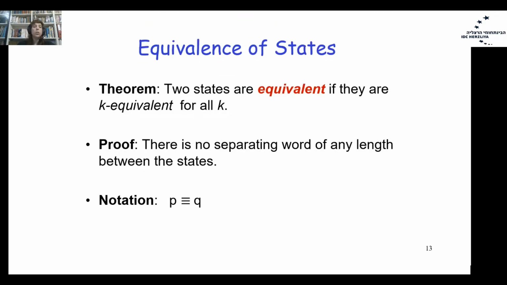Okay, let's now talk about equivalence of states in general. Two states are equivalent if they are k equivalent for all k. Proof: there is no separating word of any length between those states. And when we would like to use the equivalence notation, we just write p equivalent to q without any letter k as index.